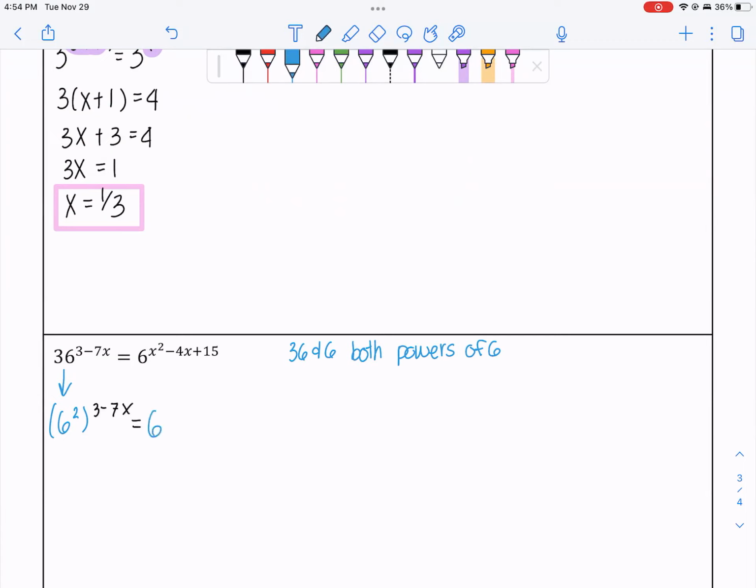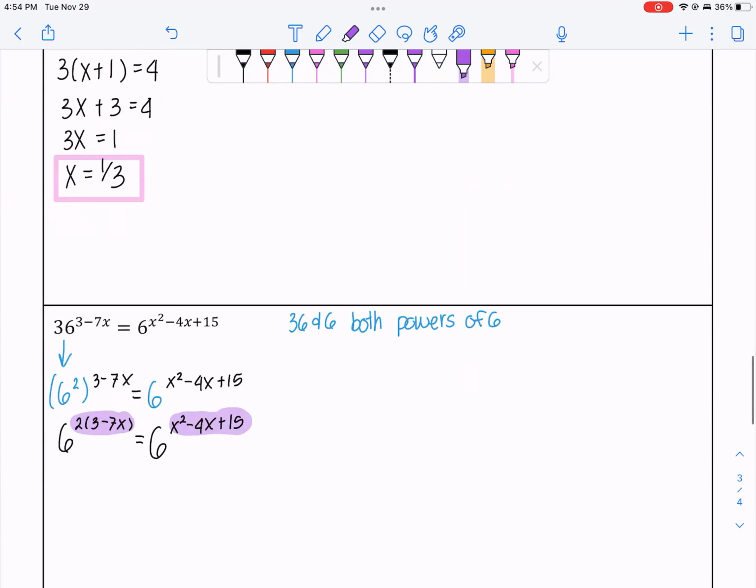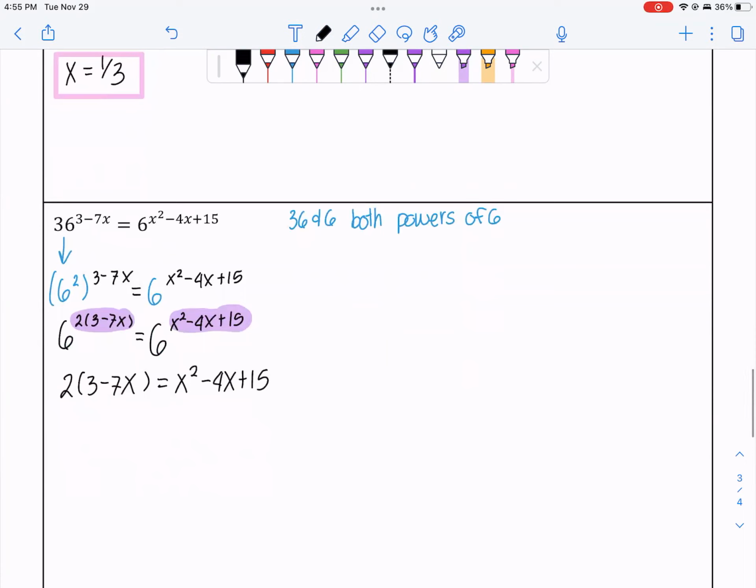On this other side, we already have 6 as the base, and the exponent is x squared minus 4x plus 15. So I have 6 raised to the 2 times 3 minus 7x is equal to 6 raised to the x squared minus 4x plus 15. Both have base 6. We can set the exponents equal. 2 times 3 minus 7x is equal to x squared minus 4x plus 15. We're going to have to distribute everything on the left side and move all of it over to the right side, and then factor.